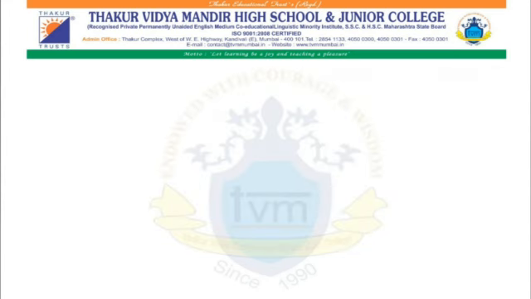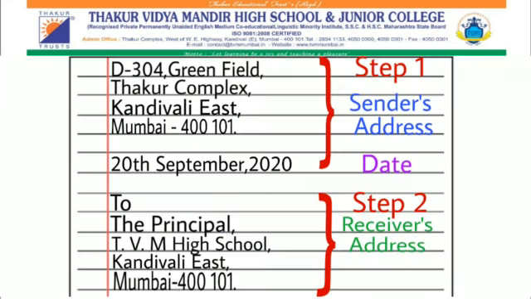The second step is the receiver's address. In the first line, the name or the post of the receiver should be mentioned. Imagine that you are writing the letter to your class teacher. Who is the receiver of the letter? Your class teacher. So you should write in the first line the class teacher, and in the next 2 lines you have to write her address, and the 4th line is the pin code of the city or the town.